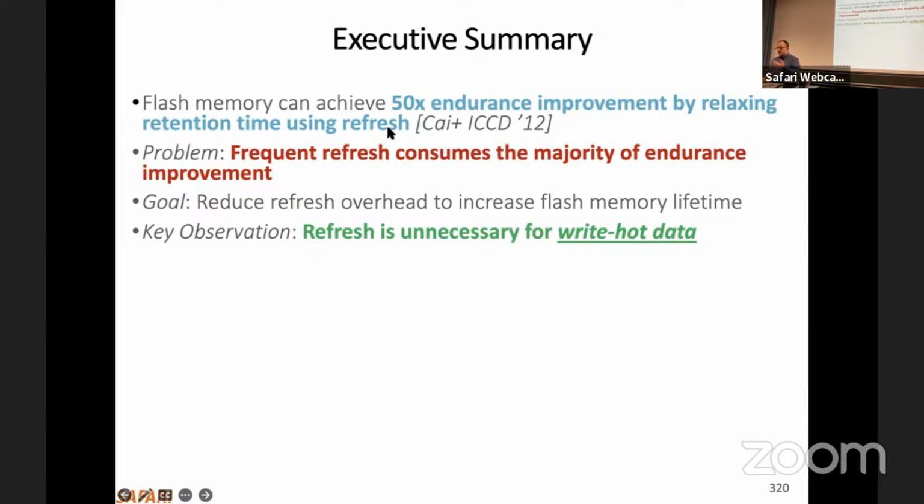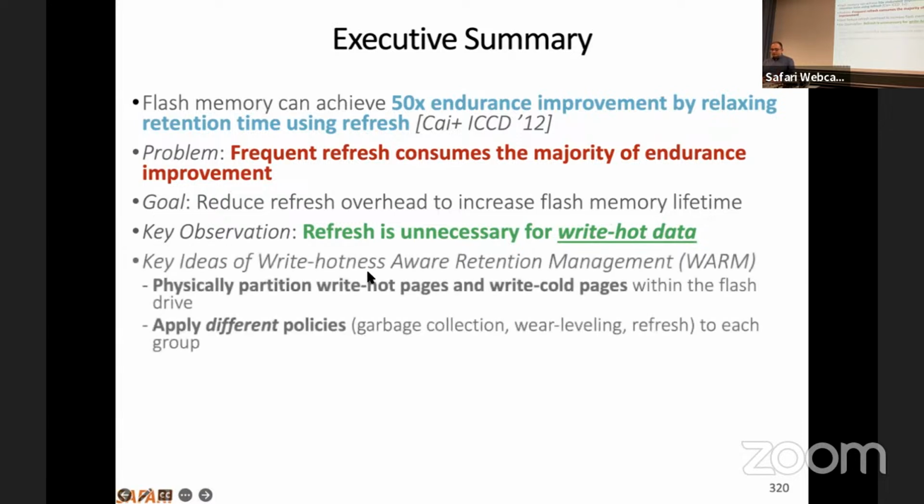So flash memory can achieve 50 times endurance improvement by relaxing retention time using refresh. So we know that, right? By refreshing, you can provide better endurance. The problem is that refresh comes at a price. Frequent refresh consumes the majority of the endurance improvements. So you can also guess, right? Especially because you do this remapping. So our goal is to reduce refresh overhead to increase flash memory lifetime.